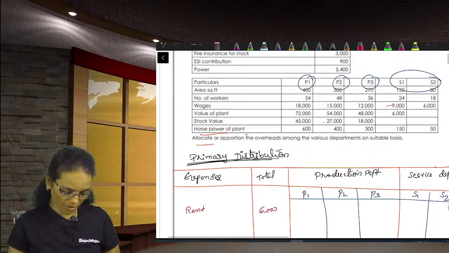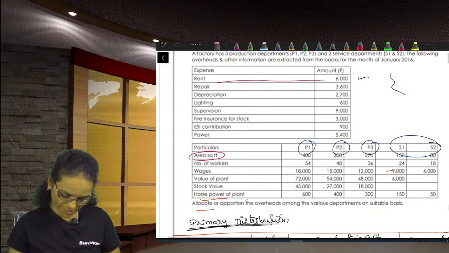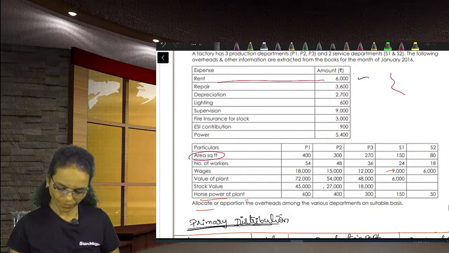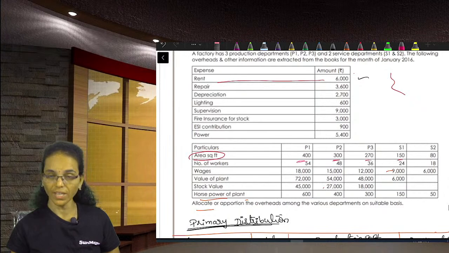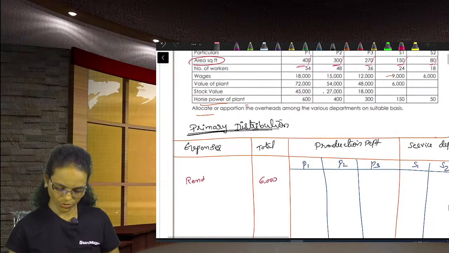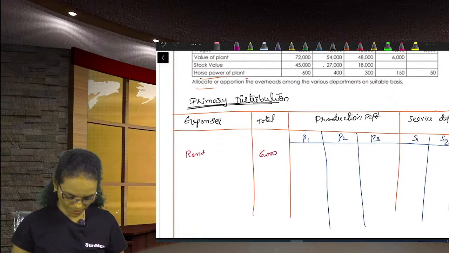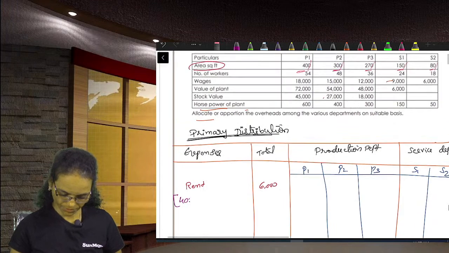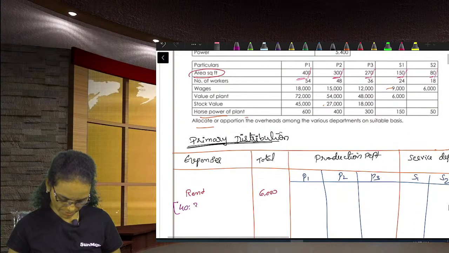So, the first expenditure we have, rent. All together we paid 6,000 rupees to the landlord. So the total expenditure of rent is 6,000 rupees. This 6,000 rupees should be distributed or allocated among all the departments inside the factory. On what basis? On the area occupancy.